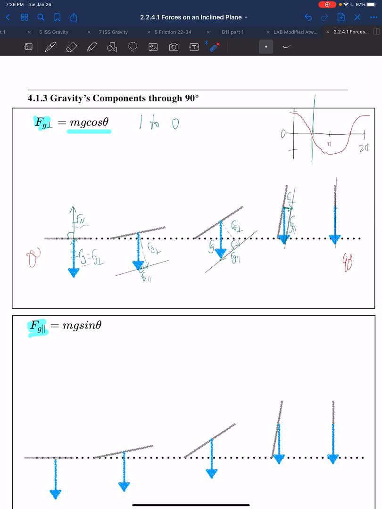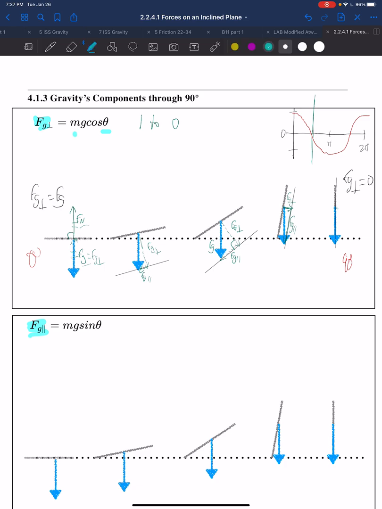And we began by saying that when it's 0, the force of gravity perpendicular equals the weight. And by the time we get to the wall, the force of gravity perpendicular equals 0. And that is exactly how cosine behaves.